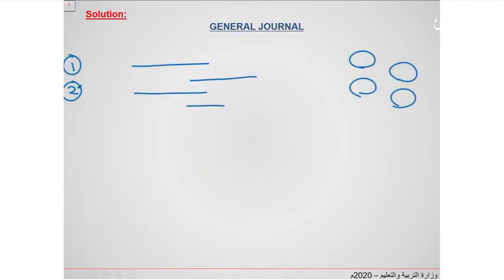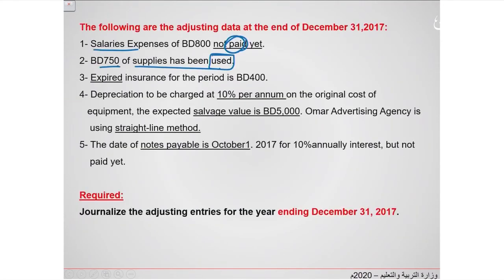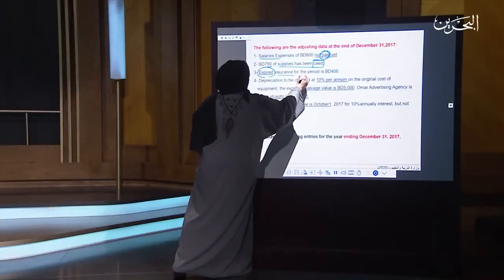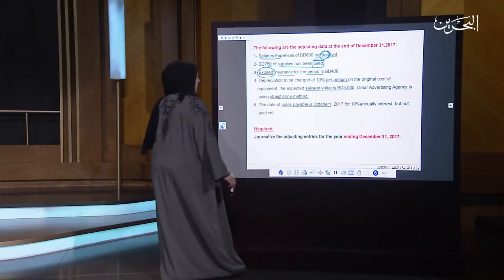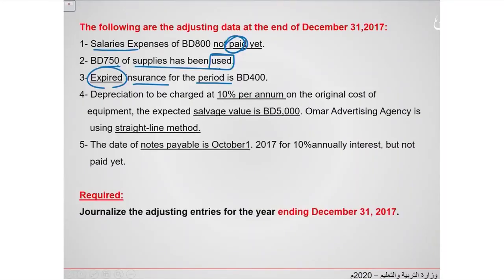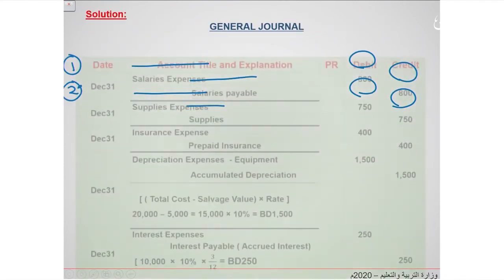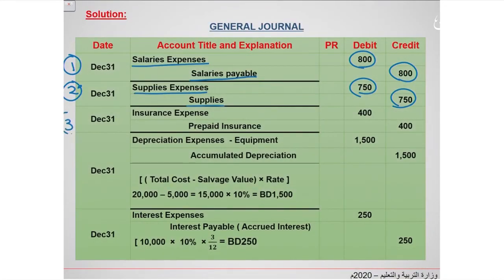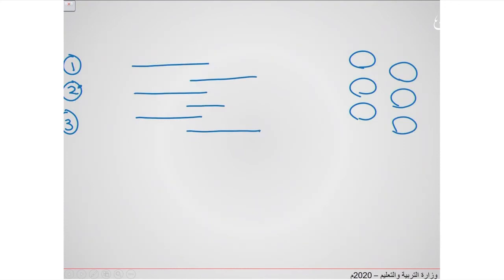Let's go to the third transaction. Expired insurance for the period 400. Transaction 3, I put insurance expense and prepaid insurance, 400 in debit side and credit side 400. Let's go to the fourth transaction.